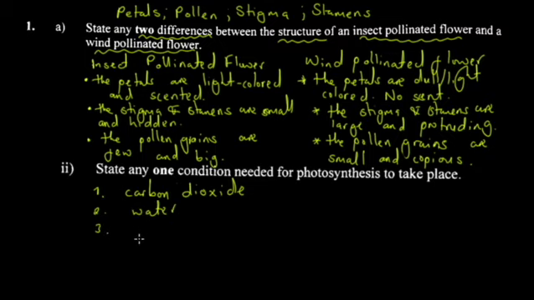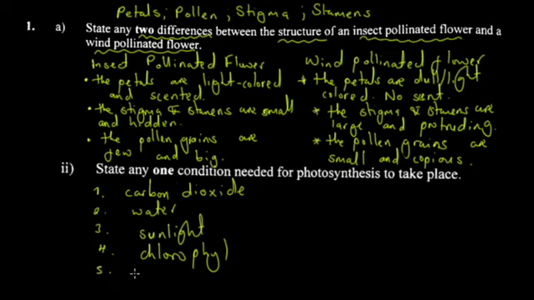And three, you need what? You need sunlight. Okay, so carbon dioxide plus water plus sunlight. And four, you need chlorophyll. You don't need to write all those. Okay, just write one or two. If you're not sure, just write two. If you're sure, just write one.